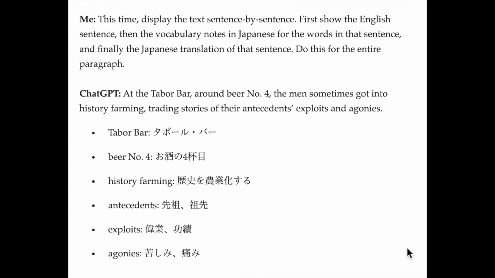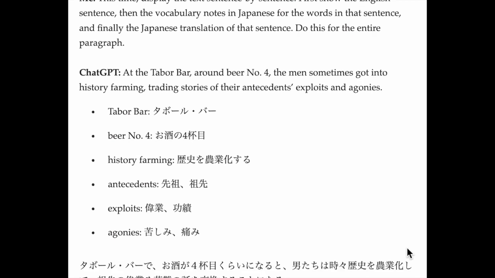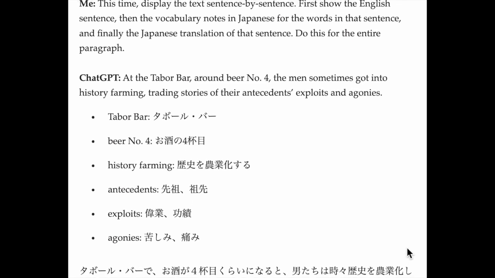So then I asked to change the format. This time, display this text sentence by sentence. Show the English sentence, then the vocabulary notes in Japanese for the words in that sentence, finally the Japanese translation of that sentence. In other words, just make it easier to use, one sentence at a time. We get more vocabulary notes in this case.